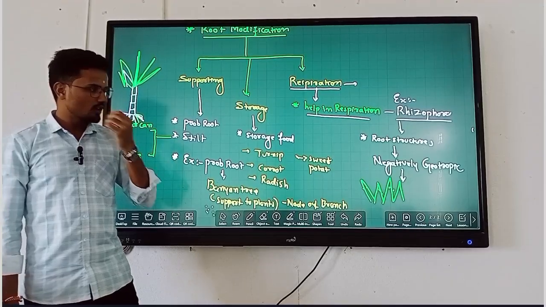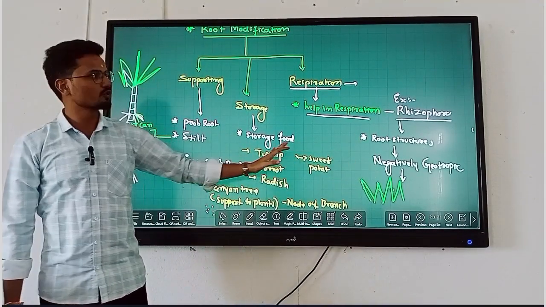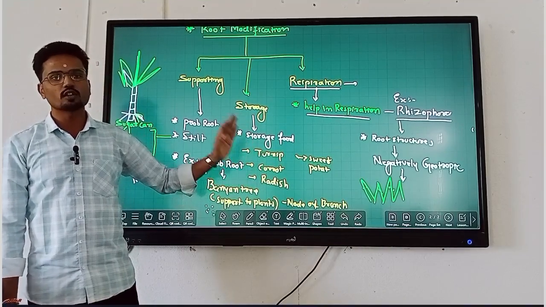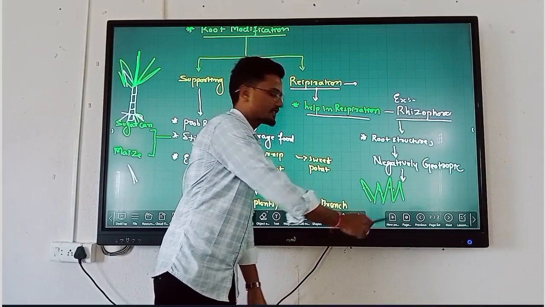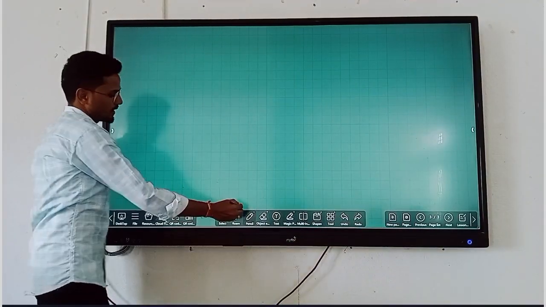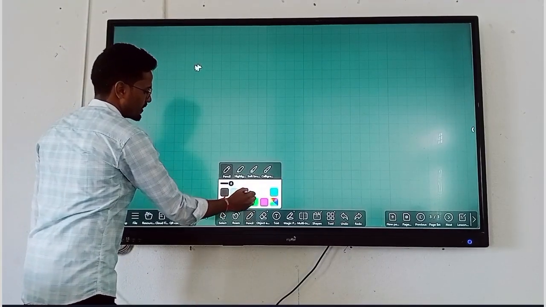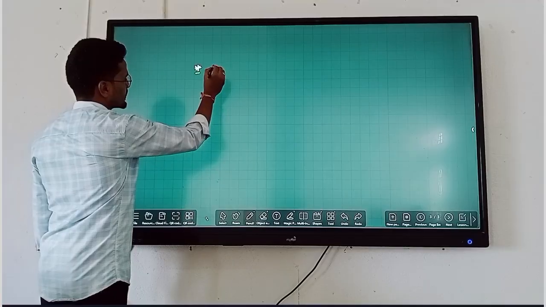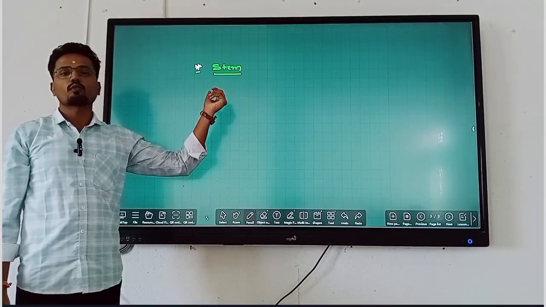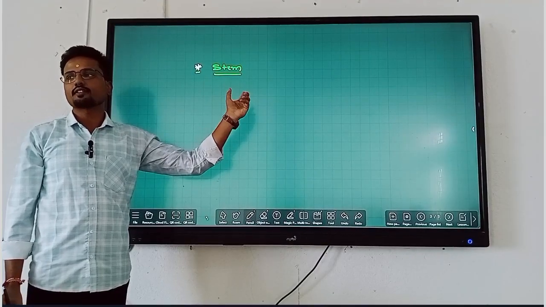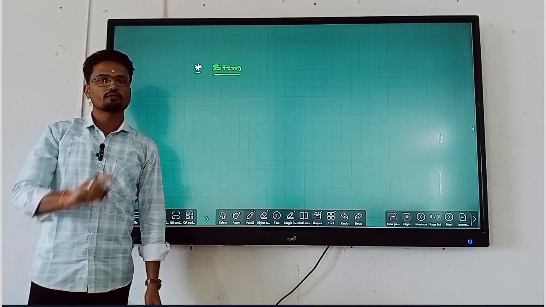So by this we complete the root according to our NCERT. We have completed the root. Next is stem. We are going to deal with the stem, which is another important morphological character of a plant, where we are dealing with the morphology of flowering plants.